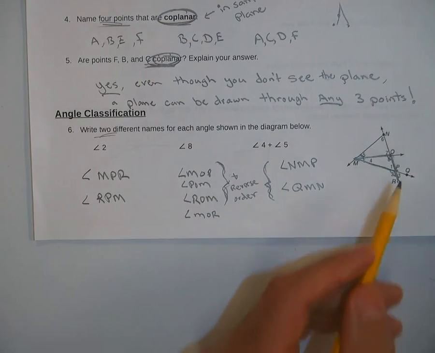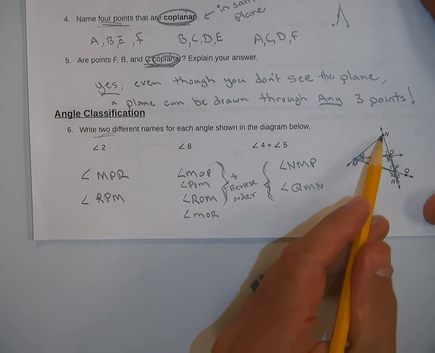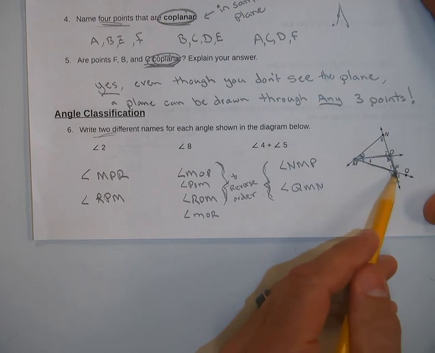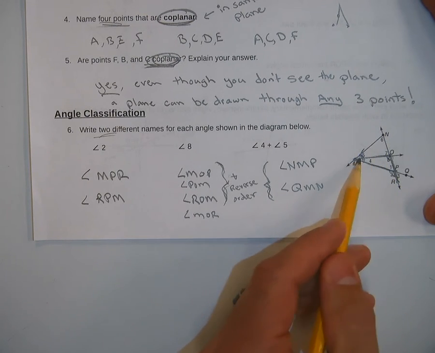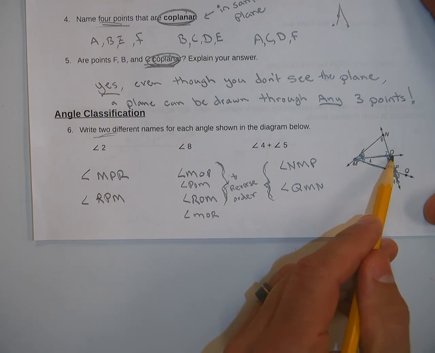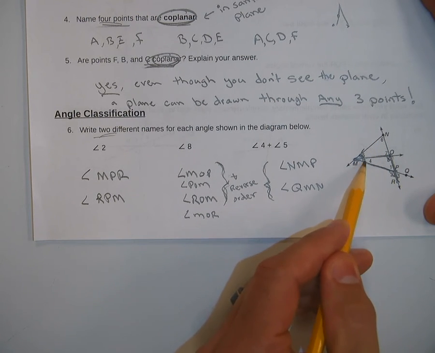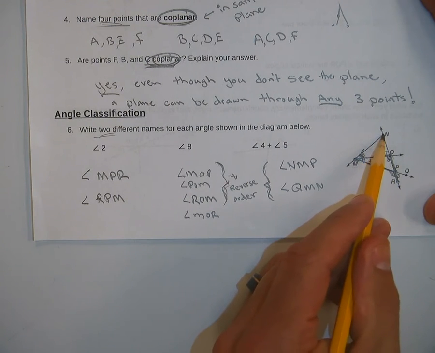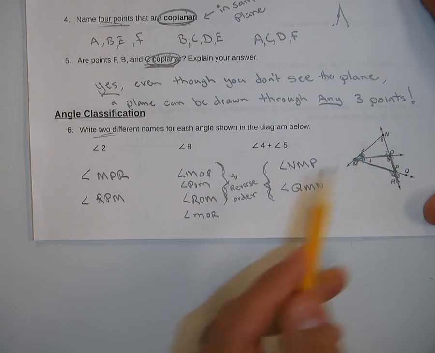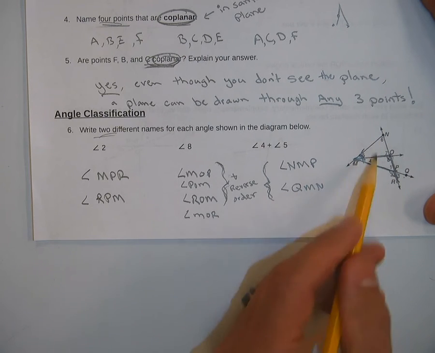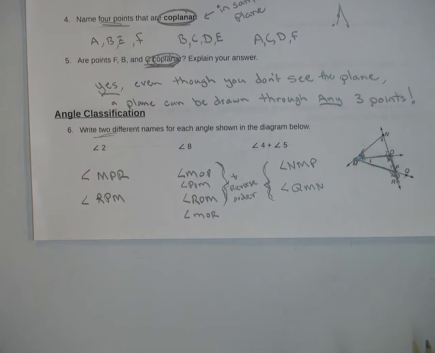And then angle 4 and 5, kind of same idea. PMN or NMP carves out that larger angle, not just 5. If I was looking at 5, it'd be NMO. But I'm not. I'm looking at the bigger angle combined between those two. NMP or QMN, NMQ. So I could write that angle a couple of different ways as well.